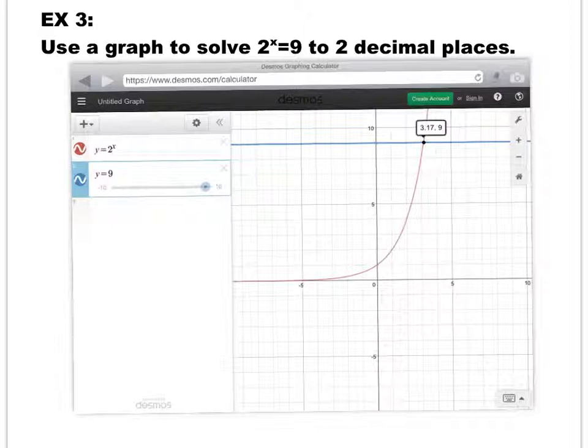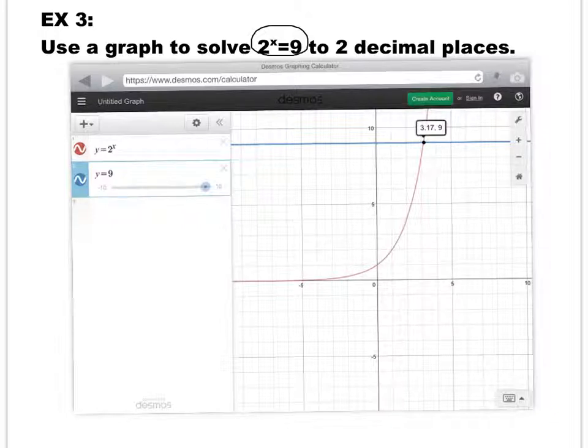The next example is to solve the equation 2 exponent x is equal to 9 to 2 decimal places. The first thing you have to do is to see if you can express 9 as a power with base 2, which, as you know, is impossible. The second thing you can do is use the divide and conquer method that we talked about in the previous example, or you can use technology.